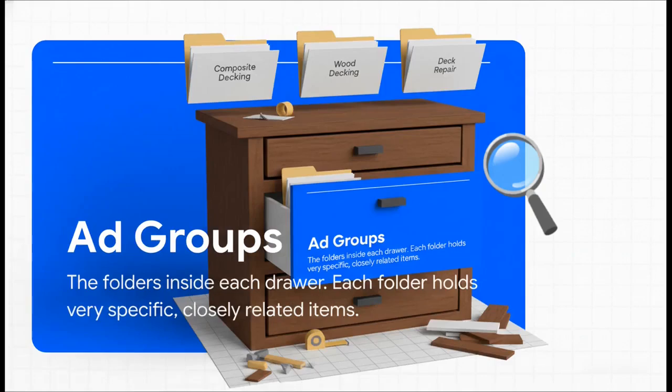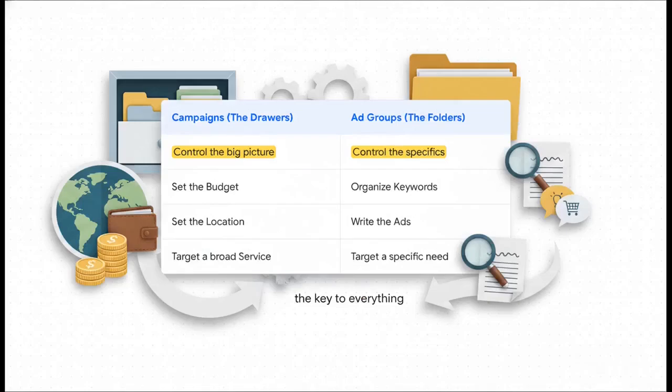And then, inside each of those drawers, you've got folders. These folders are your ad groups. This is where you get really specific. So, inside that decking drawer, you wouldn't just have one folder. No way. You'd have a folder for composite decking, another for wood decking, and a third for deck repair. Each one is targeting a very specific need. This slide really breaks it down perfectly.